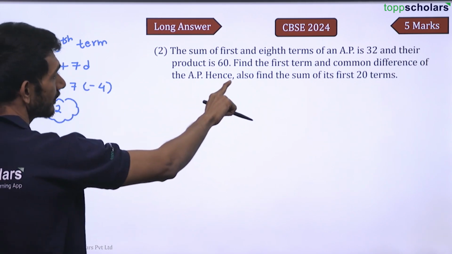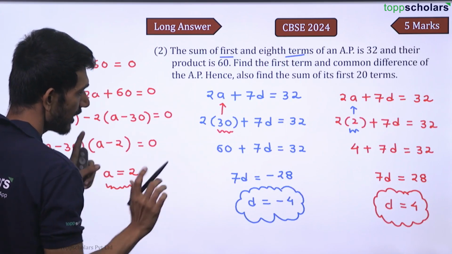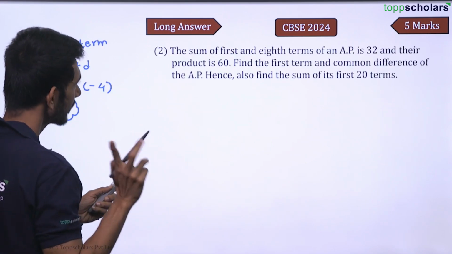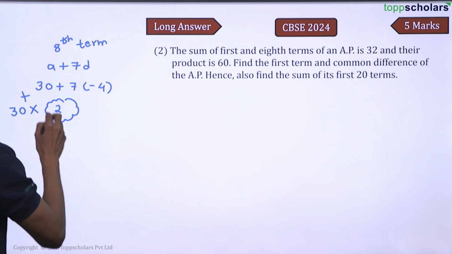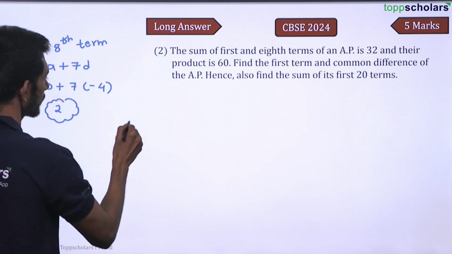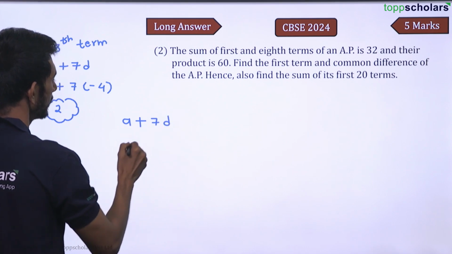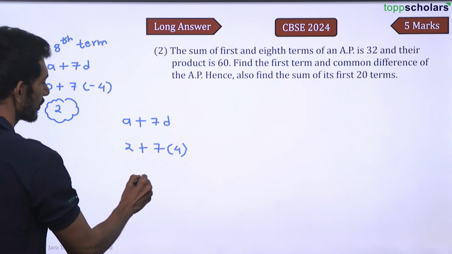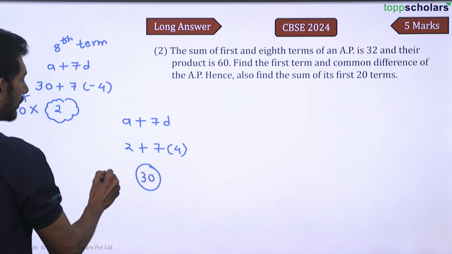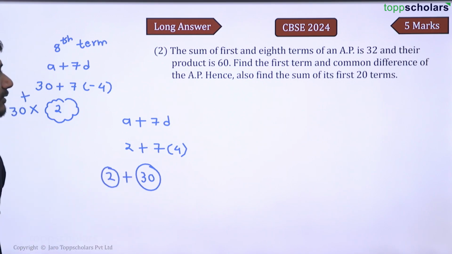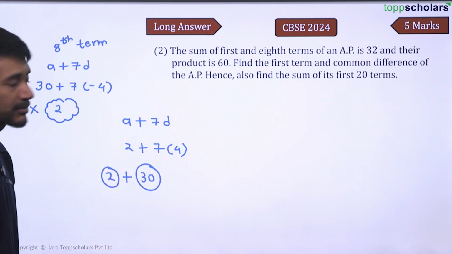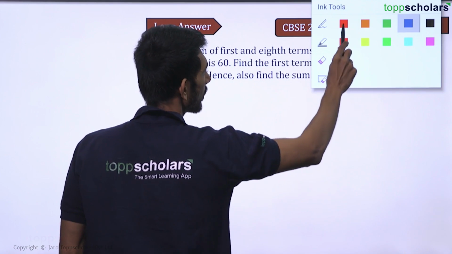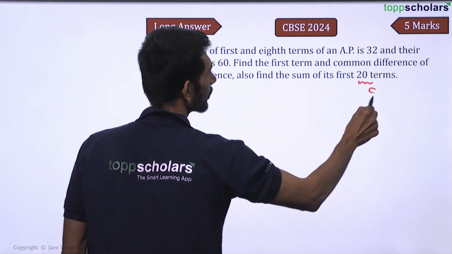Similarly, if I take first term as 2 and d as 4, let us see what happens. First term is 2. So a plus 7d. D is 4. 7 4s are 28. 28 plus 2 is 30. That is the 8th term. First term is 2. 2 plus 30 is 32. 2 into 30 is 60. Both the conditions are correct. There is no problem in the condition. So we are supposed to find out S20.